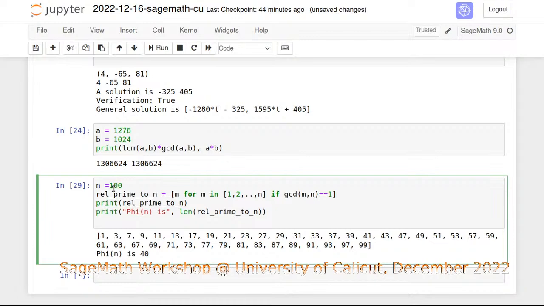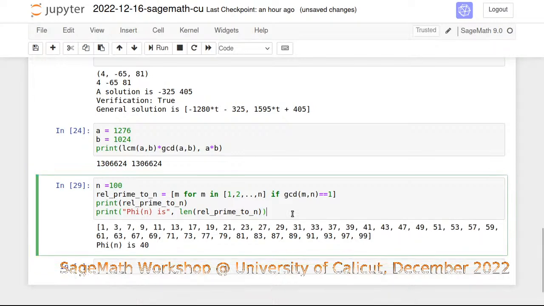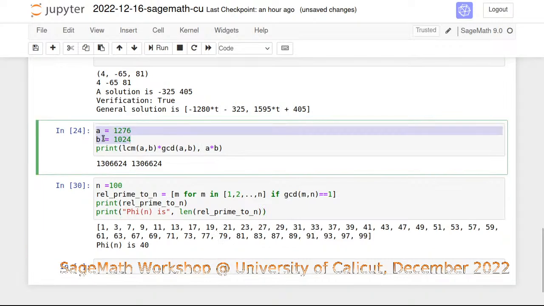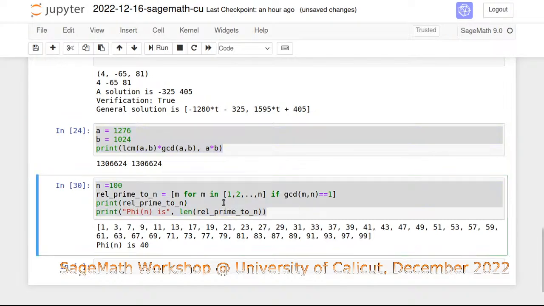Another method is that we know the formula that phi of n is equal to n times the product of all 1 minus 1 by p, where p is a prime divisor of n. But for that we need to find out the prime divisors. Now how do we find prime divisors? That's another definition. This is here. Okay, let me update the Google document with this. LCM, GCD done. Sorry.